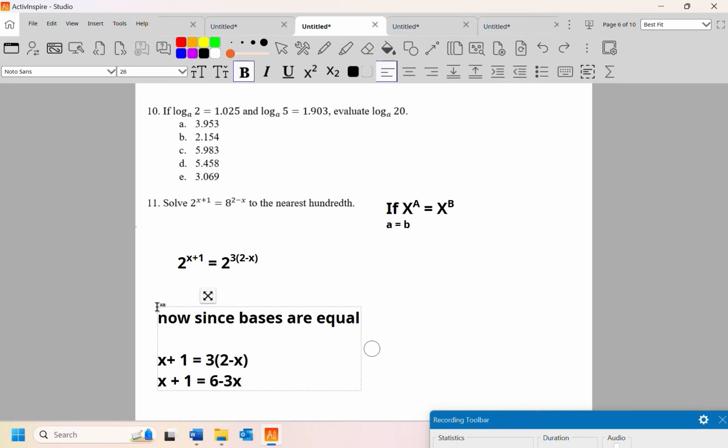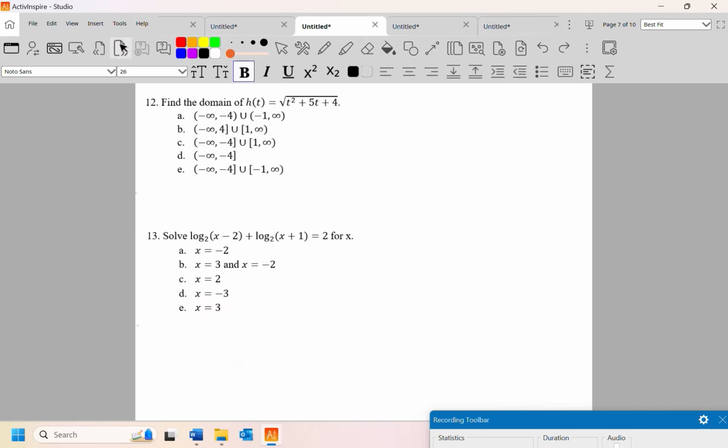Not many of you guys got this on your last test. If we add 3x to both sides and take away 1, we'd have this. 4x is 5. This would give me x equals 5/4. Not a hard problem. We have a square root in a domain. We just take the stuff on the inside and we say that it is greater than or equal to 0.